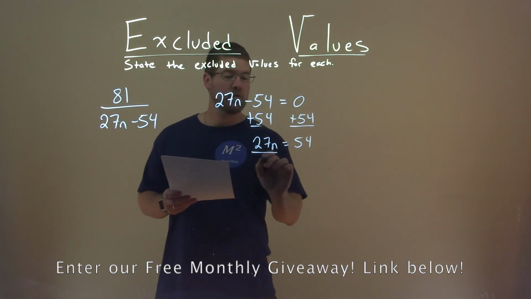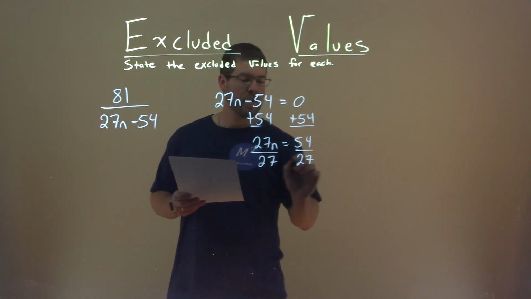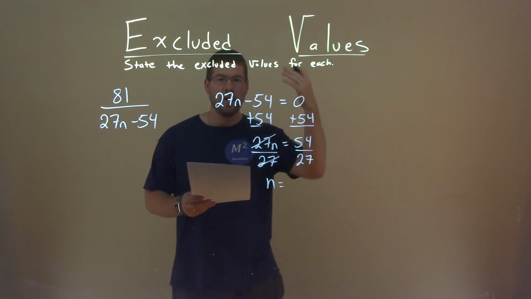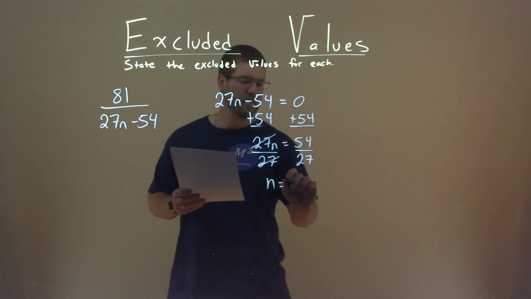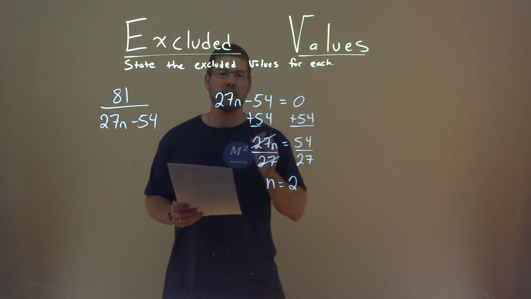Now we divide both sides by 27, the opposite of multiplication is division, and the 27's cancel, leaving us with n by itself. 54 divided by 27 is 2, and so there we have it. 2 is our excluded value.